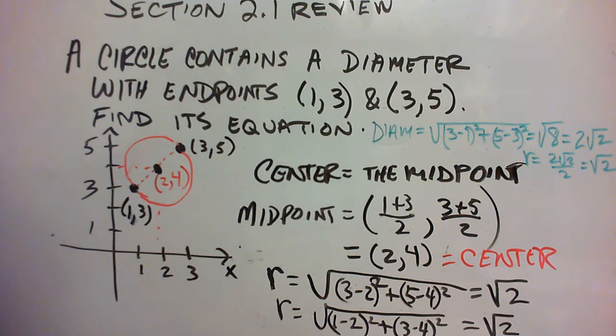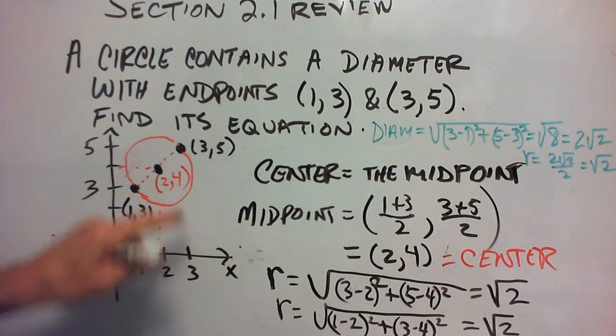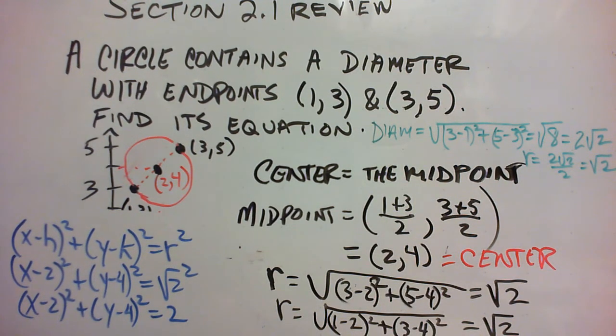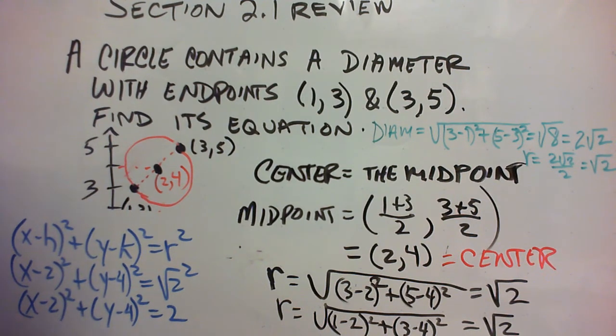Now we have enough to find the equation because we have the center, it's (2, 4), and we have the radius. So off in the left-hand corner here, I finish this problem. We use this standard form, (x minus h) quantity squared plus (y minus k) quantity squared equals r squared. Plug in 2, 4 for the h and k. Plug in our square root of 2 for radius. And we get the simplified form of (x minus 2) quantity squared plus (y minus 4) quantity squared equals 2.